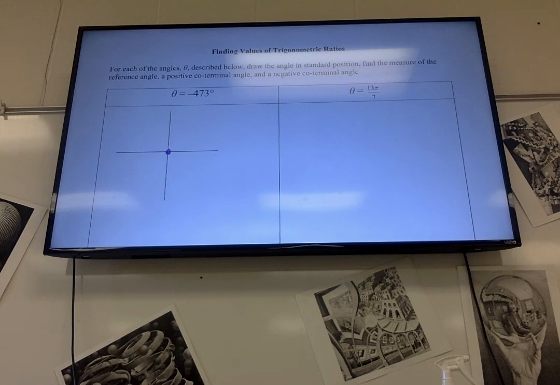So if it's in standard position, that means its first side is here on the positive x-axis. If it's negative, then it rotates clockwise, the same way a clock goes. So negative goes clockwise, positive goes counterclockwise.